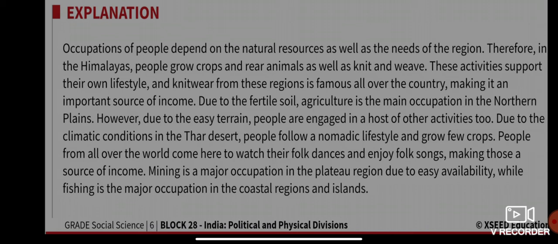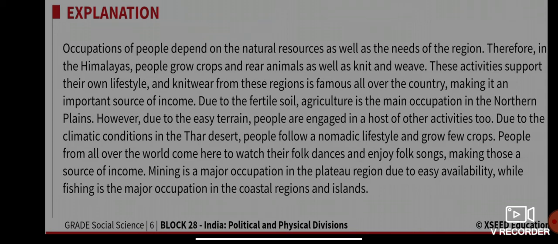And also see, due to the fertile soil, agriculture is the main occupation in the northern plains. However, due to the easy terrain, people are engaged in a host of other activities as well. And due to the climatic conditions in the Thar Desert, people who live there follow a nomadic lifestyle and grow few crops.